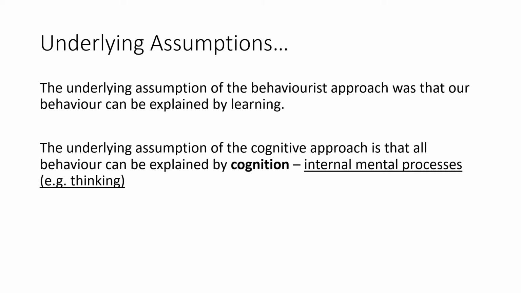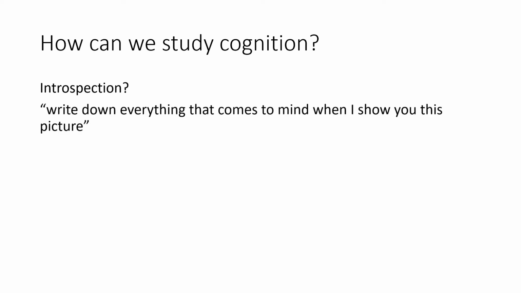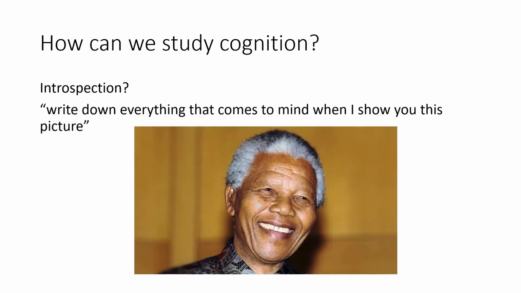Now obviously this presents a bit of an issue because we can't directly observe people's thoughts, so what can we do instead? One idea could be to use introspection in the same way that Wundt did. So we could show someone a stimulus and ask them to write down everything they're thinking. So write down everything that comes to mind when I show you this picture. However, we're going to run into issues here because not everyone is going to want to reveal everything that comes to mind. So we might see the social desirability bias. For example, if I'm a racist, I'm probably not going to write down anything which shows that I'm a racist.